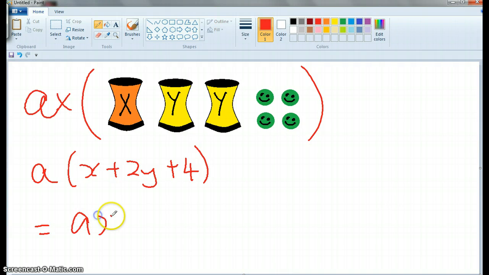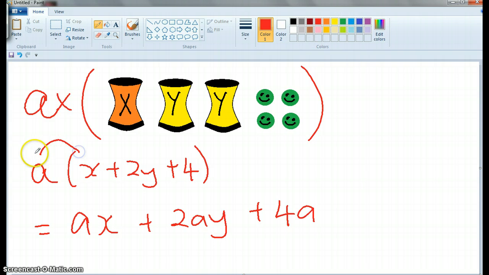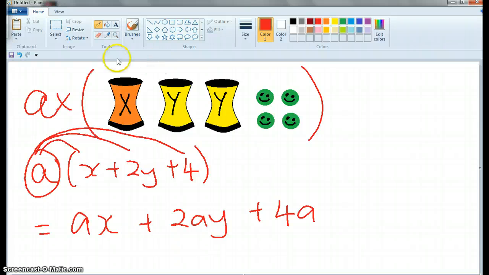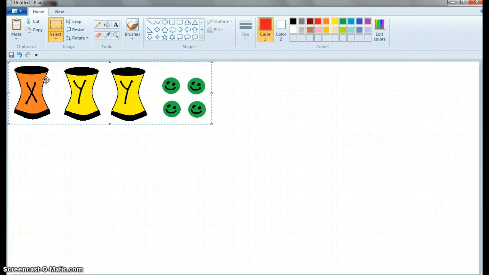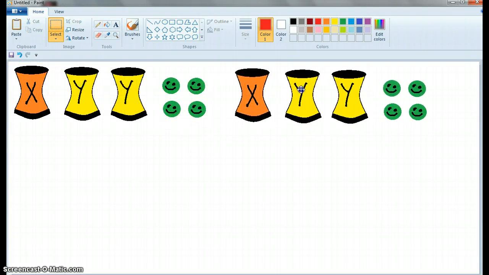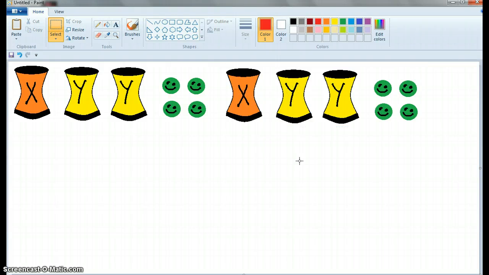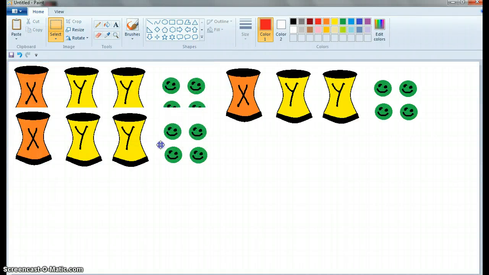Ax plus 2y, 2ay, plus 4a. Okay, so what you've seen is the pattern that we multiplied each term by the number. Okay, let's just look at that again. If I've got that 2 times, it would be 2x plus 2 lots of 2y plus 2 lots of 4.